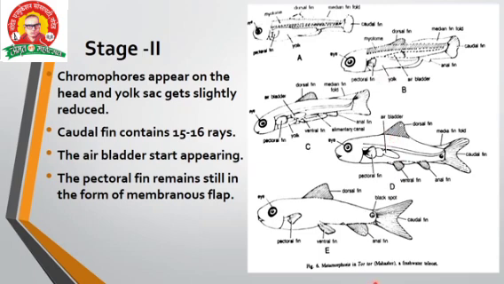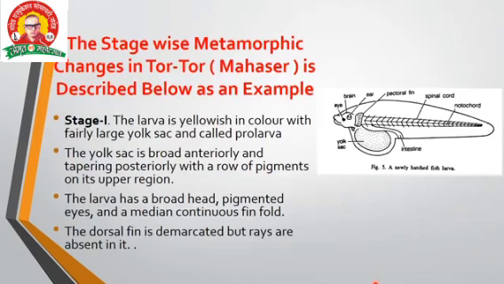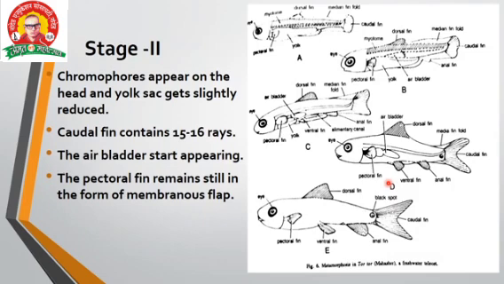Then stage number 2: chromatophores appear, mid-color on the head, and the yolk sac gets slightly reduced. In the last slide the yolk sac was full in size, but in stage number 2 chromatophores appear on the head and the yolk sac gets slightly reduced. The caudal fin contains 15 to 16 rays. The air bladder starts appearing in the second stage. The pectoral fin remains in the form of a membranous flap.